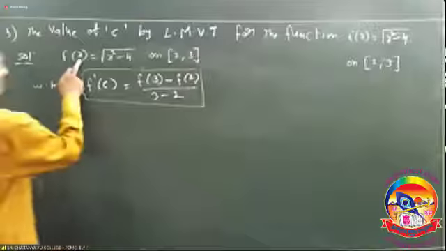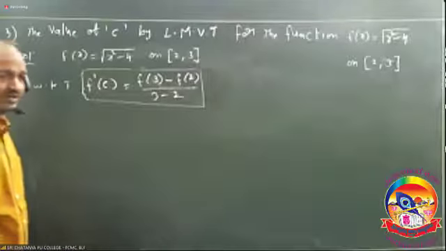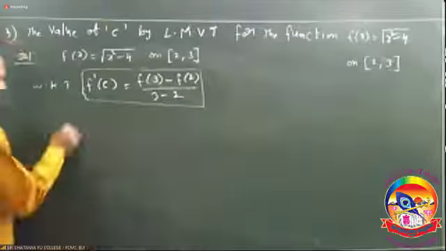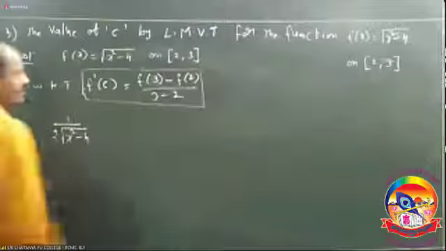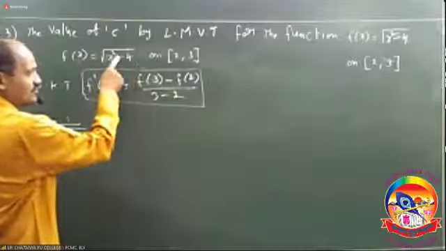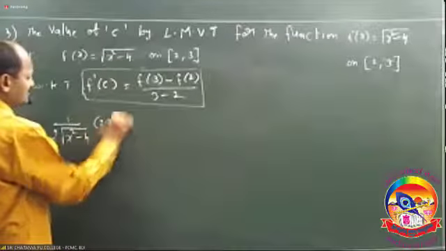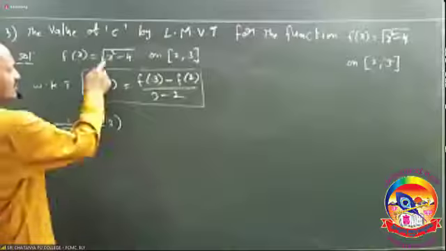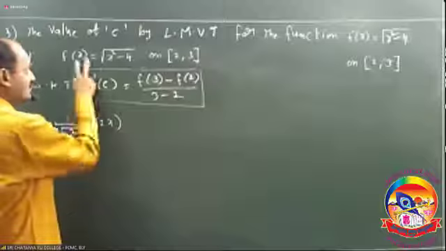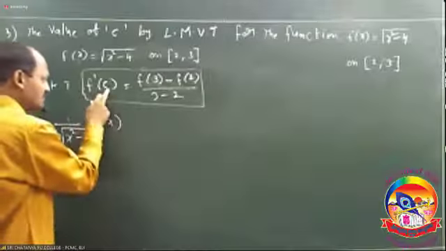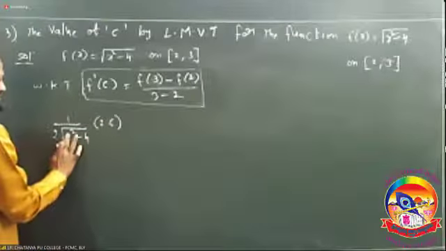So first, find the derivative of that function. First it is a derivative of root x form. What is the formula for the derivative of root x? 1 by 2 root x. So 1 by 2 root of x square minus 4, but it is another function, that is x square minus 4, so into the derivative of x square minus 4, that is 2x. The derivative of root x is 1 by 2 root x, but it is f of x, so into the derivative. It is f dash of x. How to find f dash of c? Instead of the x value, substitute c. No need for another step.